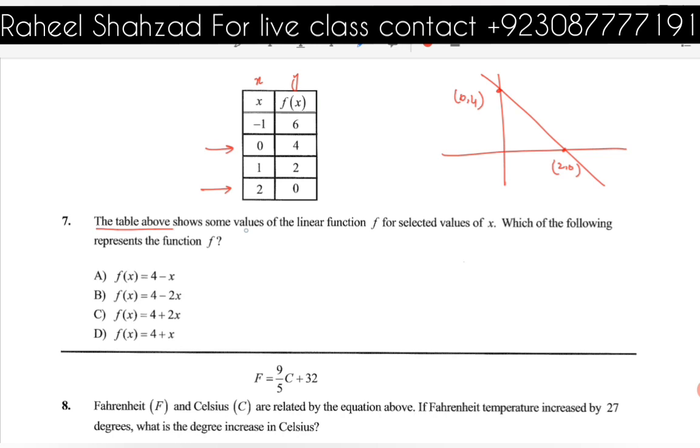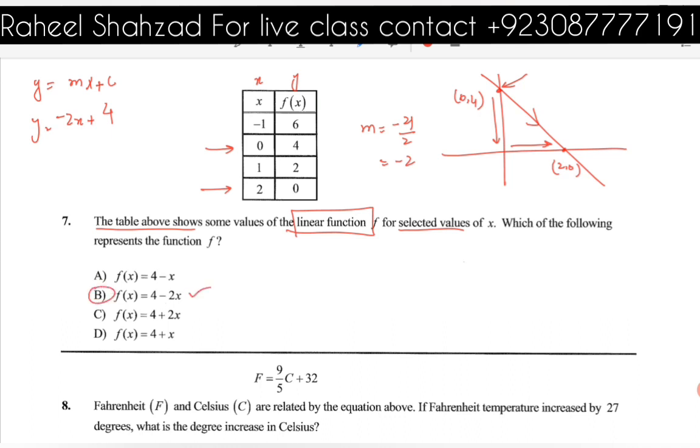Remember, the table above shows some values of a linear function. Now it's a linear function. For the selected values of x, which of the following represents the function? We know that y is always equal to mx plus c. Now c is obvious in this question, it's 4. For gradient it's always rise over run, but if the line is going down, that would be fall over run. So it's negative 4 by 2, that makes it minus 2. So minus 2x plus 4. So minus 2x plus 4, B is the case here, right?